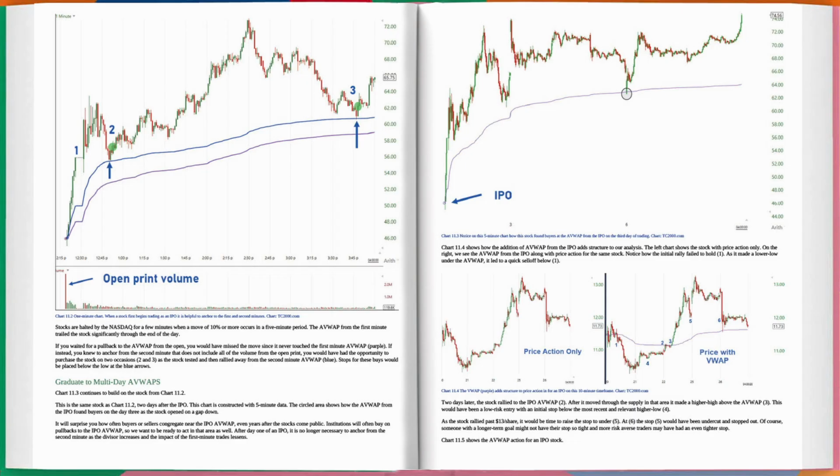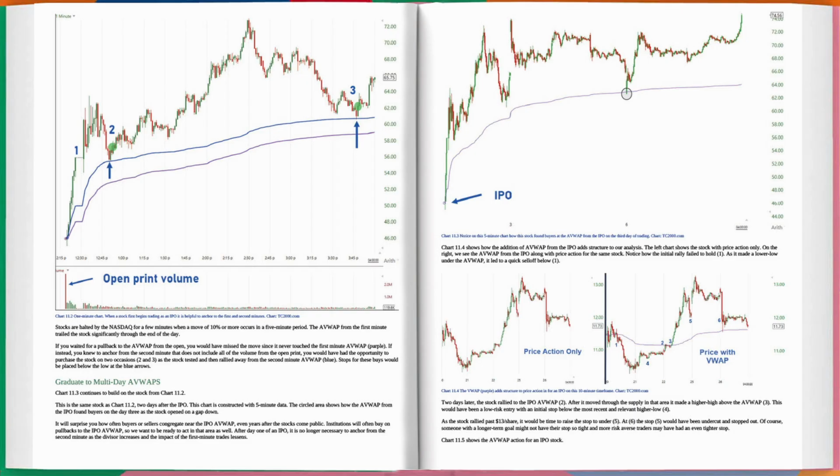After it moved through the supply in that area, it made a higher high above the AVWAP (3). This would have been a low-risk entry with an initial stop below the most recent and relevant higher low (4). As the stock rallied past $13 per share, it would be time to raise the stop to under (5). At (6), the stop (5) would have been undercut and stopped out. Of course, someone with a longer-term goal might not have their stop so tight, and more risk-averse traders may have had an even tighter stop.